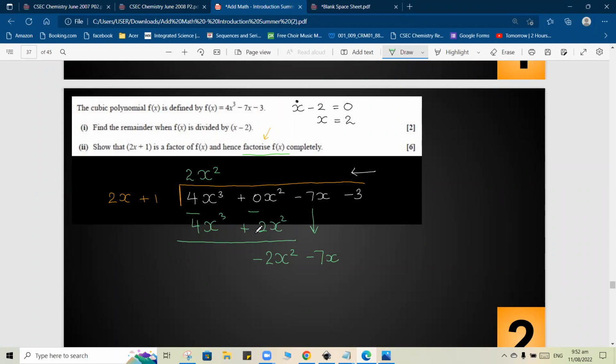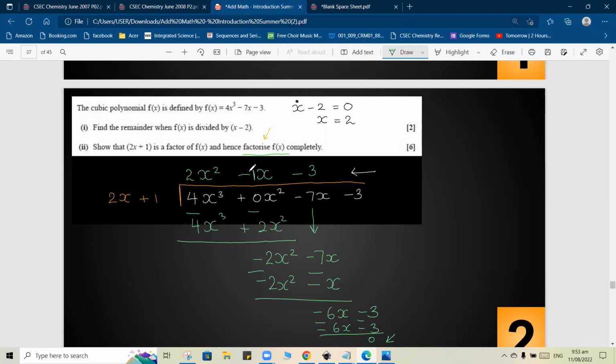You'll get minus 1x here, or minus x, however you want to put it. I'll put it 1. And then you'll get minus 2x squared minus x. Put a minus and a next minus. Minus 7 plus x is minus 6x minus 3. 6 divided by 2, you'll get minus 3. Put a minus and a minus. I got 0 at the end, right?